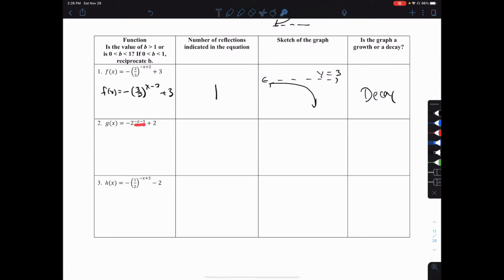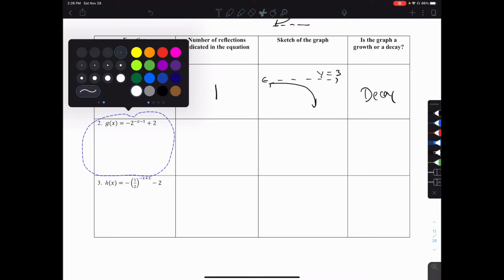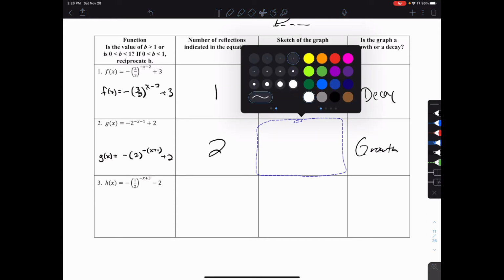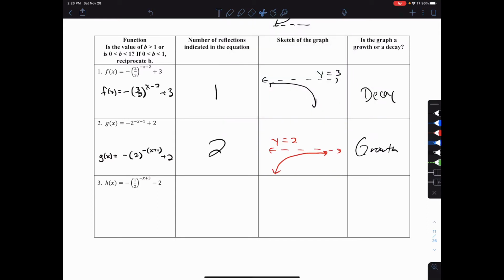Looking at number 2, remember, we want the coefficient of x to be positive. So if we factor a -1 out of the exponent, we're going to get this. How many reflections does it have? 1, 2. According to our little table above, we expect this to be growth. If you do both of those reflections, the graph is normally like this, a vertical reflection is like this, and then a horizontal reflection is what you see here. The horizontal asymptote is y=2 because the k value is 2.